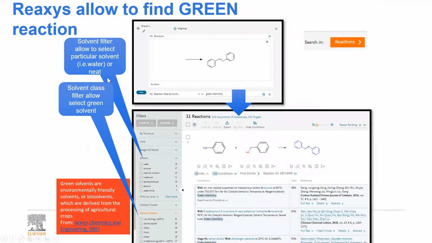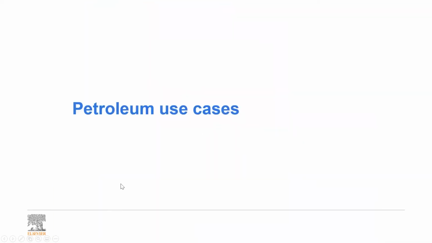In chemical reactions, you can filter by solvents. For example, you can filter by water, if you want to use water as a solvent. Also, you can filter by green solvent if possible. We have a special filter for green solvents here. You just click here and filter green solvents. It's from the point of view of green chemistry. Reaxys has a lot of instruments that really help you to optimize your process according to green chemistry.